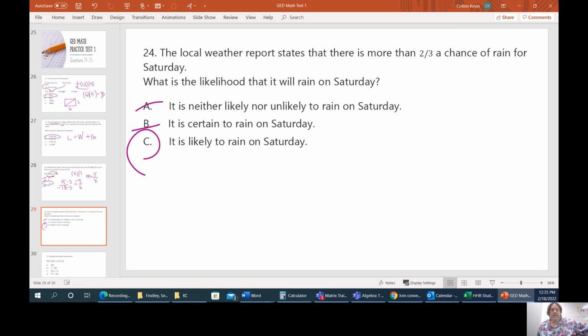It is likely to rain because 2/3, if you take your calculator and do 2 divided by 3, you get 0.66, which is 66%. So that would be a 66% chance of rain, which I've never heard a weatherman say. 70% maybe, but not 66. But anyway, the point of the story is it's probably going to rain, but we can't say it's certainly going to rain. Okay, last one.